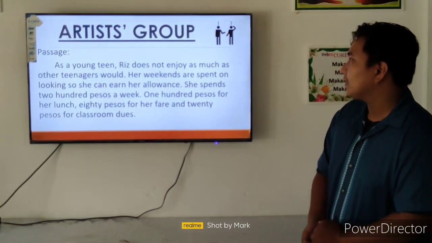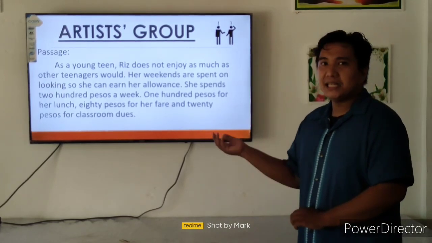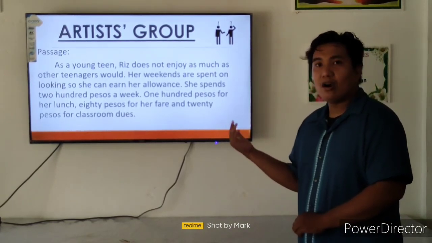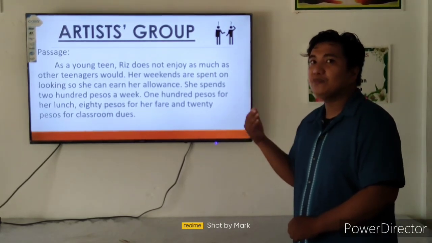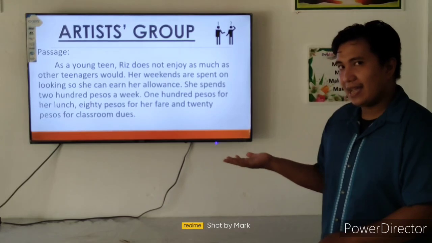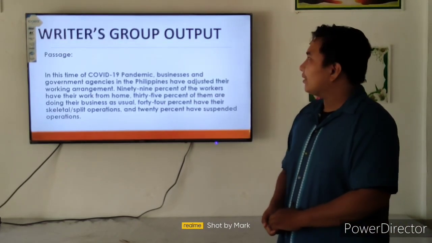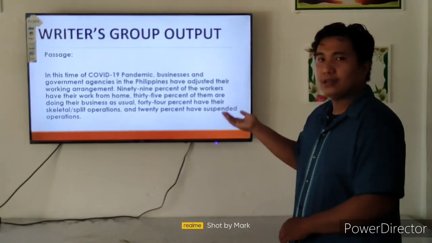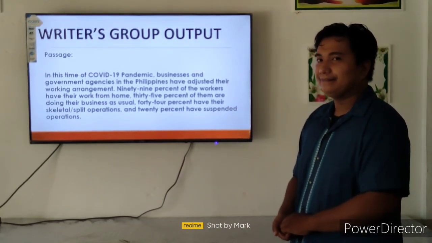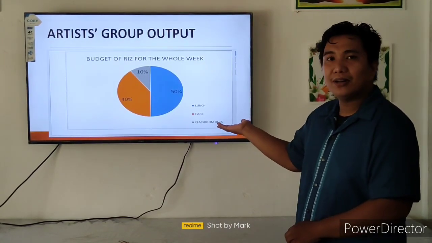This is for the artist group. Here is the passage, and they have to make their own graph or chart based on this passage. They have to make a non-linear text out of this linear text. In the writers group, this should be the possible output of their work. And in the artist group, this is the possible answer.